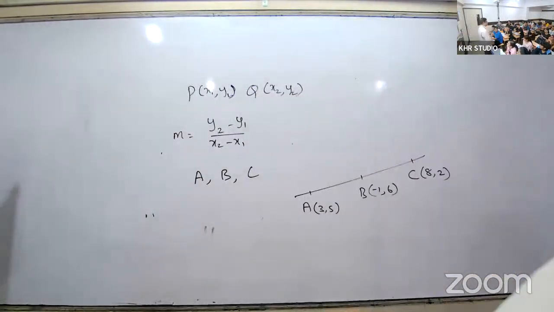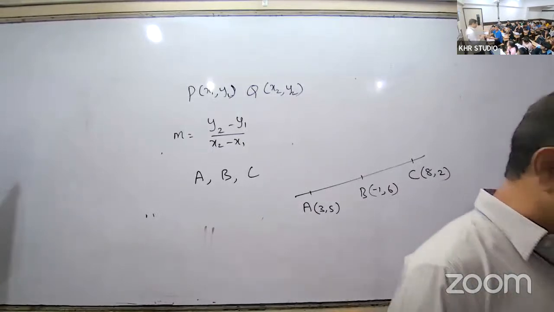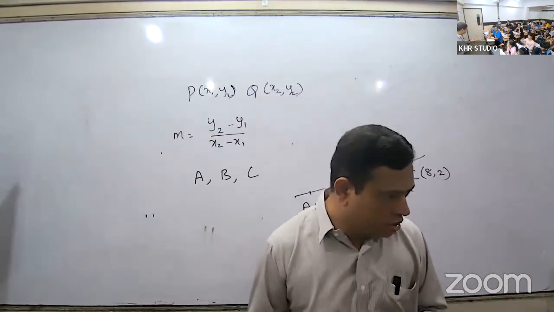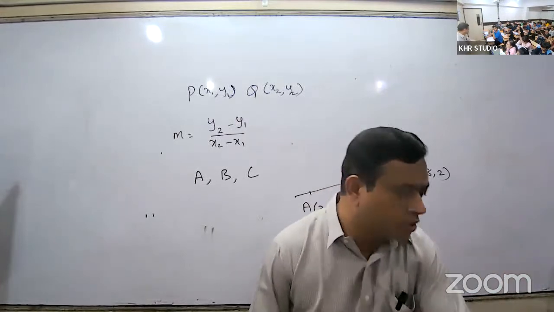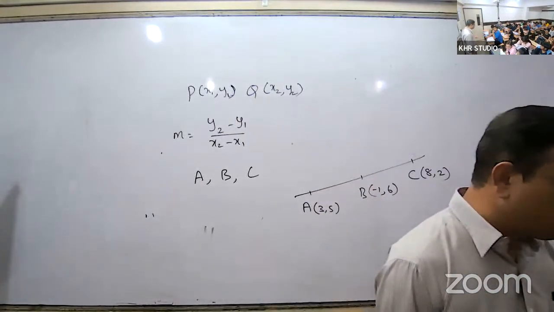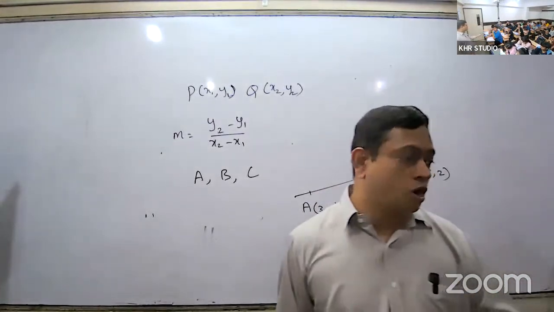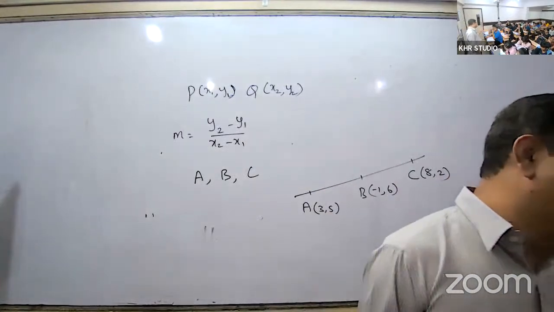Then you will see that the product of the slopes of adjacent sides will be -1. The angle you have to prove is 90 degrees. How do you prove 90 degrees? AB perpendicular to BC. Perpendicular means what? The product of the slopes is equal to -1.